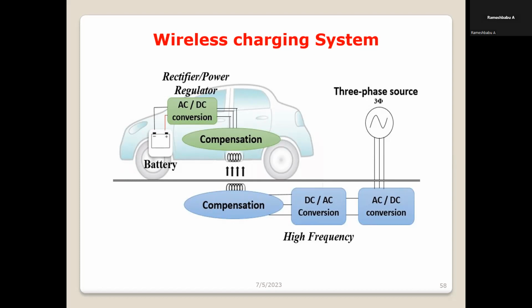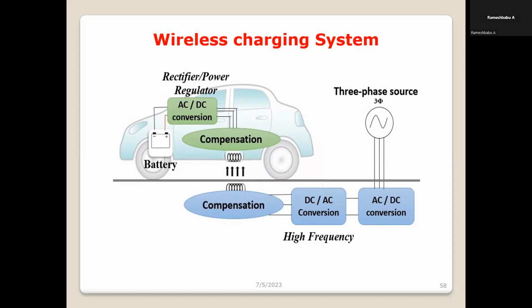An important thing for efficient wireless charging is to maintain the resonance frequency between the transmitter and the receiver. To maintain the resonant frequencies, compensation networks are added at both sides. Finally, the AC power on the receiver side is rectified to DC and fed to the battery through a battery management system. This is the complete wireless charging system.